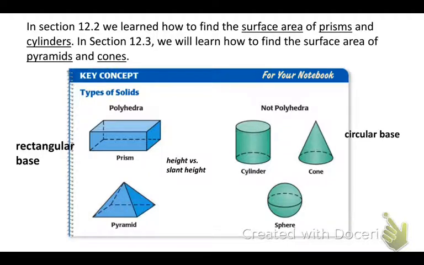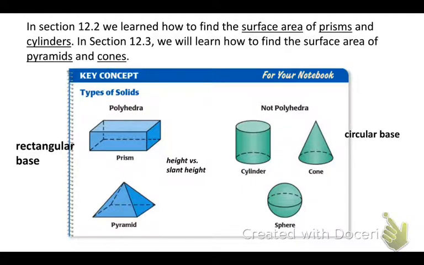Remember, we're wrapping a piece of paper around the surface of prisms and cylinders. So we learned prisms and cylinders. In section 12.3, we're going to learn how to find the surface area of pyramids and cones. So let's take a look at these four figures first, because they have a lot in common, even though they look kind of different.